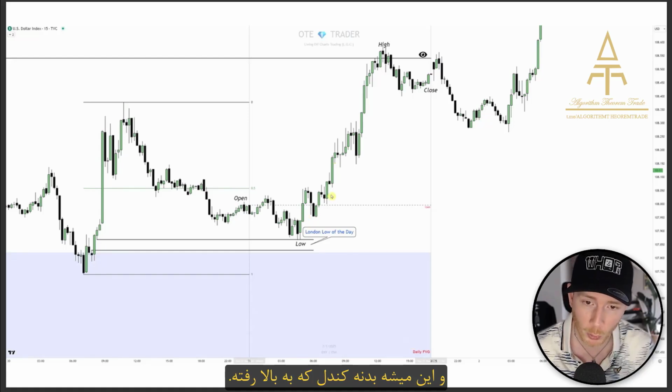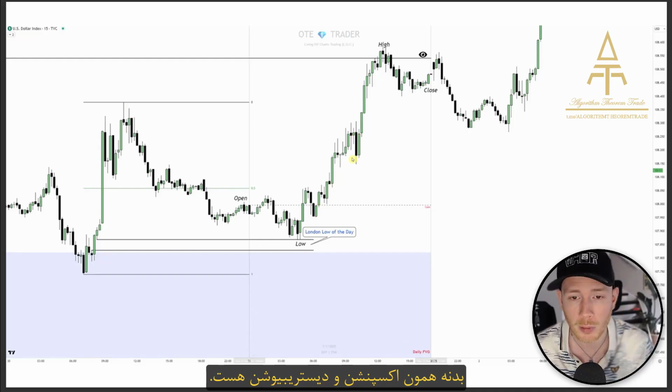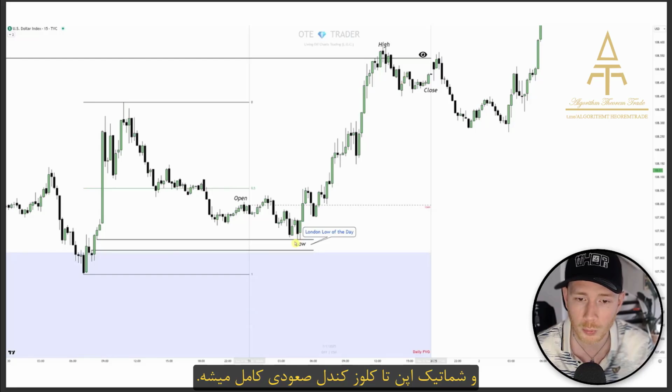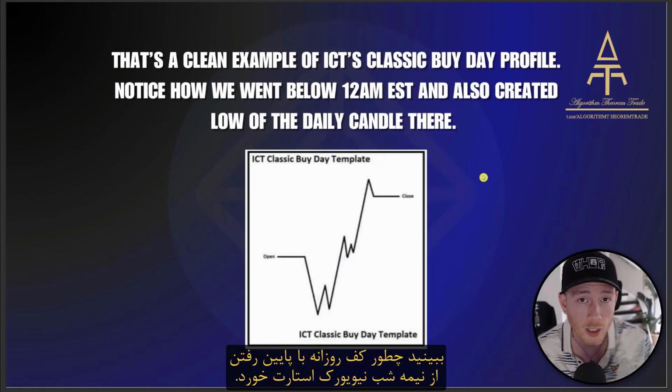And then this is the body of the candle, right? So the body of the candle is that expansion phase in the power of 3, the distribution phase. It tops out above the buy side liquidity. That's the target hit. And then it closes, forming the open low, high and close of that daily candle. Now, this was a clean example of ICT's classic buy day. And notice how we went below 12 a.m. EST and then also created the low of the day from that daily candle over there.